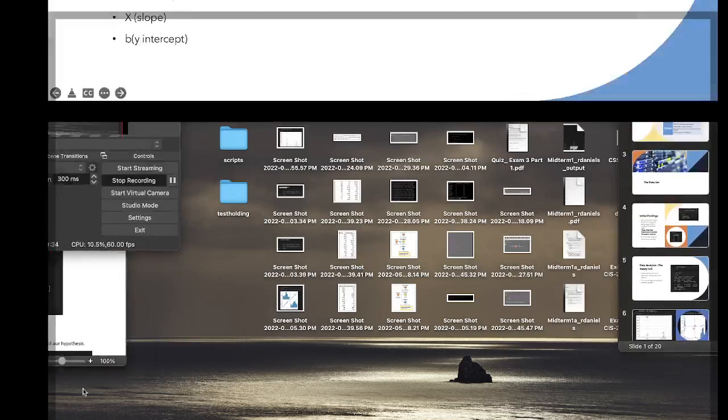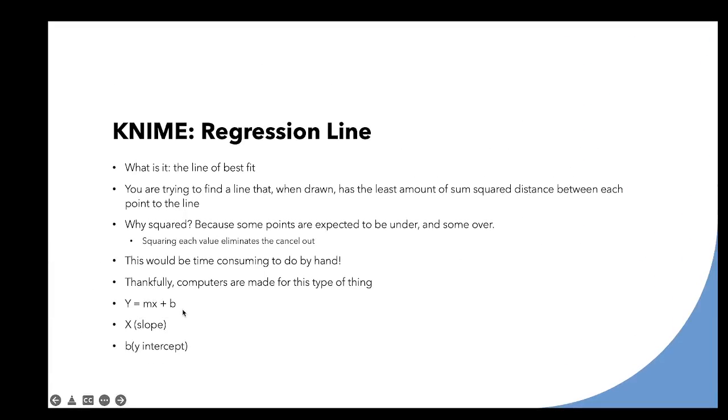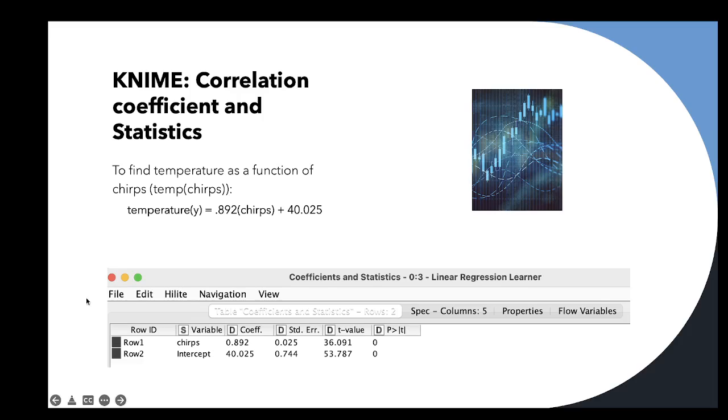If you remember from algebra, y is equal to mx plus b in this case. M is the slope, b is where the line will intercept the y-axis. So what NIME told us is that the slope of that line is going to be 0.892 chirps, and the intercept of that line will intercept at 40.025. So temperature, the dependent variable in this case, is a function of chirps. If you take 0.892 multiplied by the chirps, which is the independent variable, and add 40.025, that will give you your number.